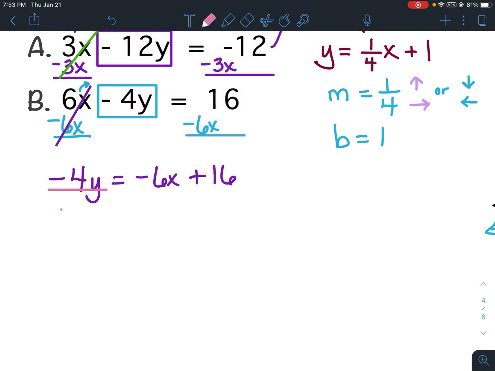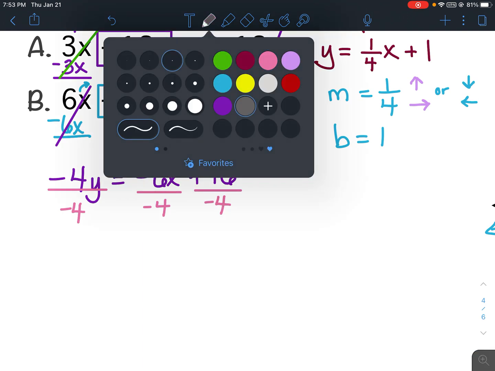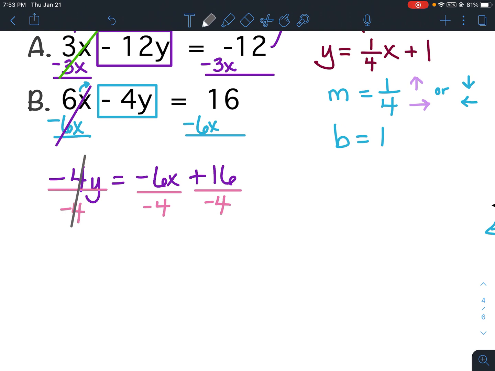Divide everything by negative 4. They would cancel. Y equals negative 6 over negative 4. Put that in your calculator, and it would reduce to 3/2. So y equals 3/2 x. 16 over negative 4 is negative 4.